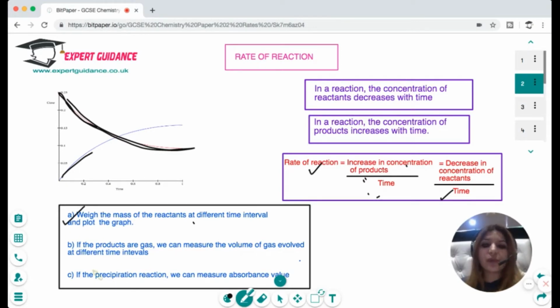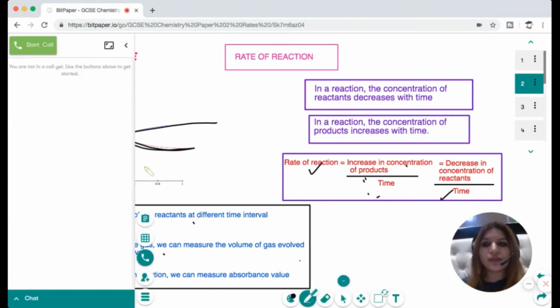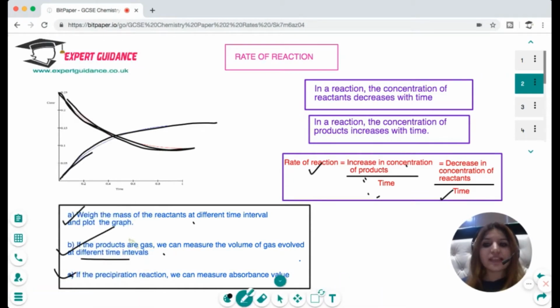On the other hand, if there's any reaction that involves gases, we can measure the volumes of gases evolved at different time intervals, and we'll see that the graph looks like this, where the volume of gases increases with time. And if there's any reaction that has a precipitate being formed, then we can measure the concentration of this precipitate by using a spectrophotometer and measuring the absorbance value. So these are the various ways in which we can measure and plot the rate of the reaction. And for any of these graphs, we can draw a tangent and then find the difference in the y and the x axes to find the rate of the reaction.